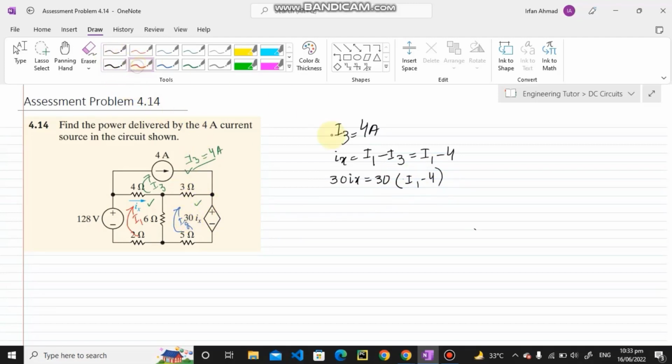So now after this I have to consider mesh number 1, and in mesh number 1 I have to apply KVL.